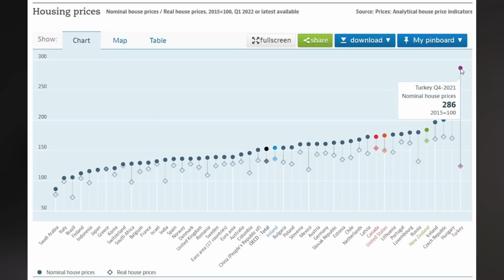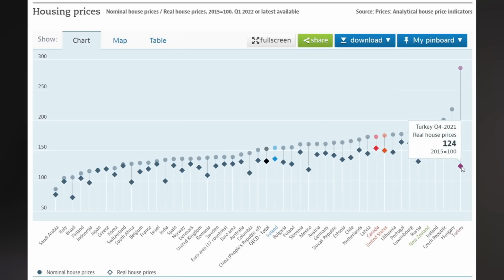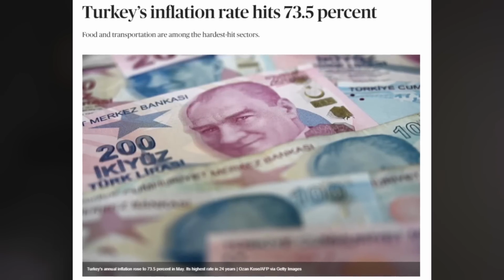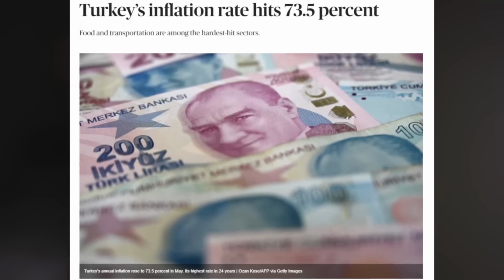Using an extreme example, we can see that nominal house prices in Turkey have increased by 186% since 2015. However, real house prices have only risen by 24%. That difference makes sense when you understand that Turkey is experiencing very severe inflation rates, and therefore that inflation is included in the nominal house prices, but excluded from the real house prices.